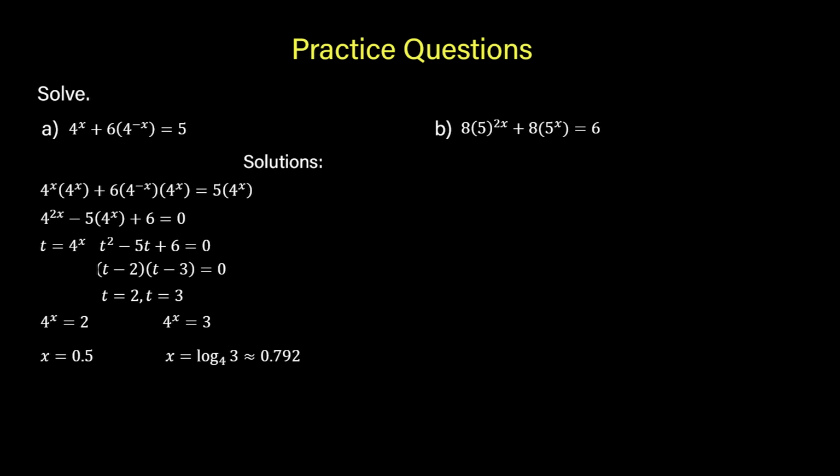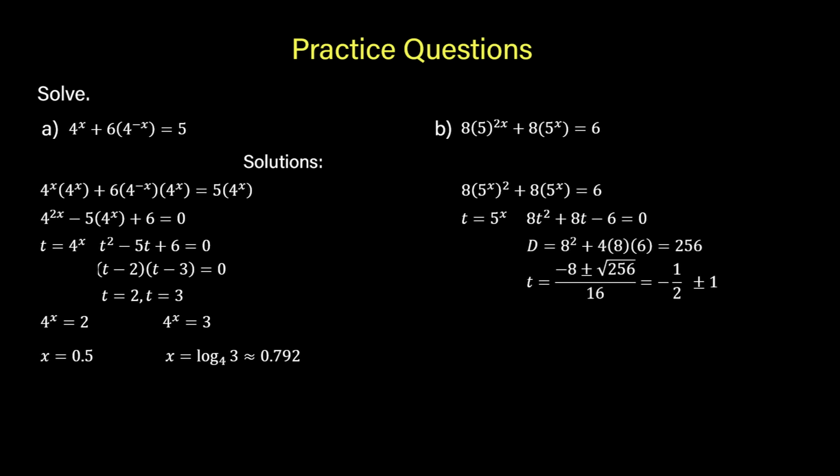B. 5 to the 2x power can be written as 5 to the x power squared. Let t equals 5 to the x power. Substitute 5 to the x power with t and the equation will turn into 8t squared plus 8t minus 6 equals 0. The discriminant equals 256 and t equals negative 1/2 plus minus 1. The quadratic equation has two roots, 0.5 and negative 1.5.